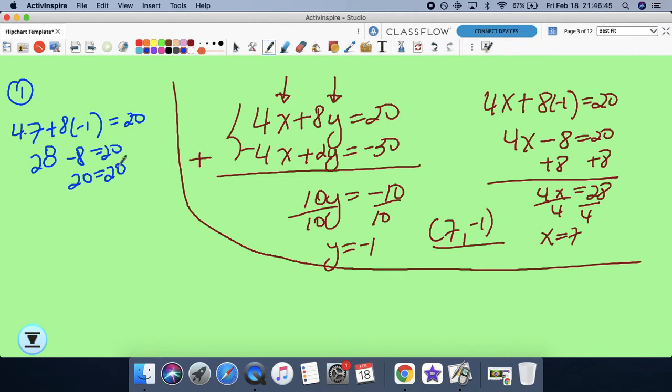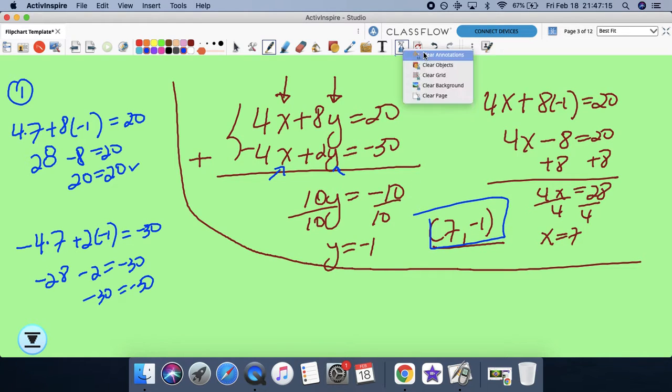And we're good here. The second equation is negative 4 times 7, and then we're substituting here, plus 2 times negative 1. That should give you negative 30. Let's see if that's true. Negative 4 times 7 is negative 28. 2 times negative 1 is negative 2. And that works. So 7, negative 1 is the correct answer.